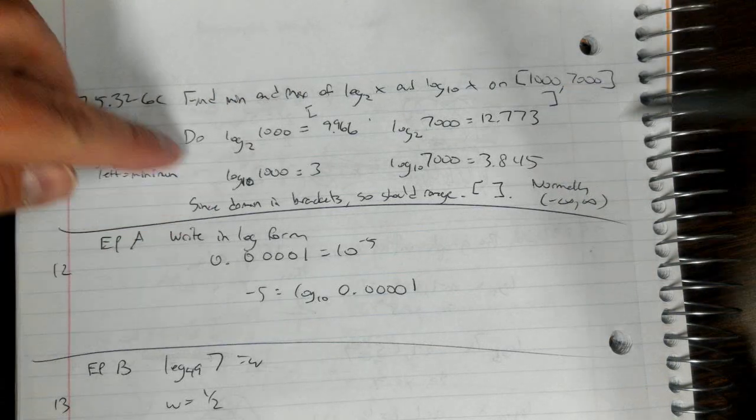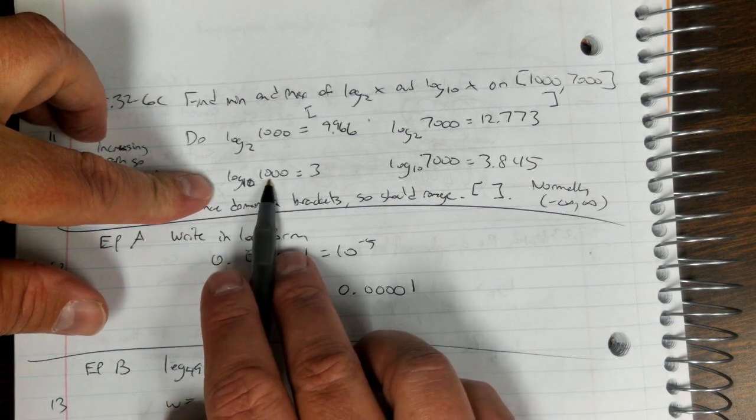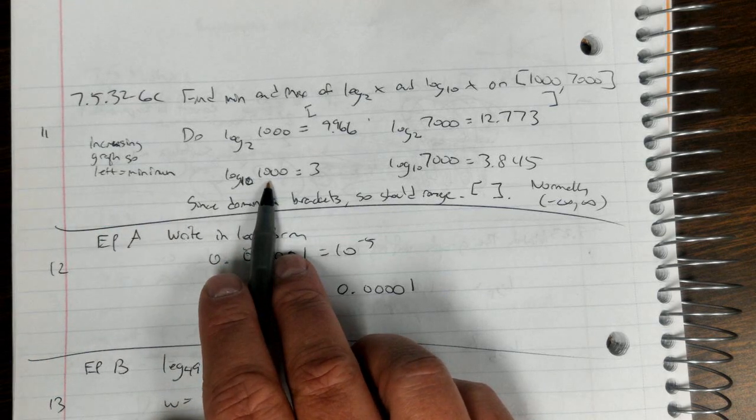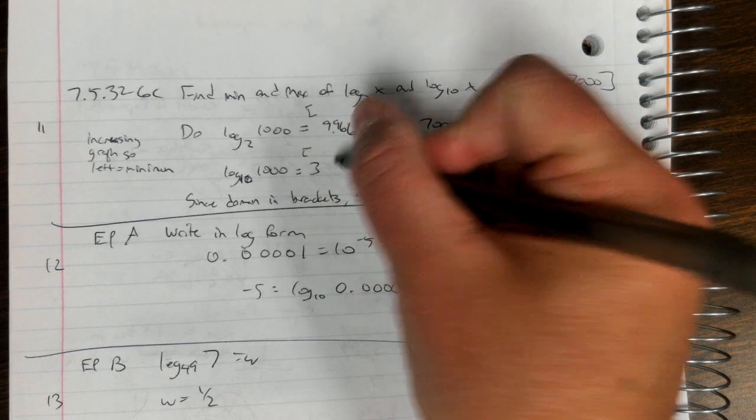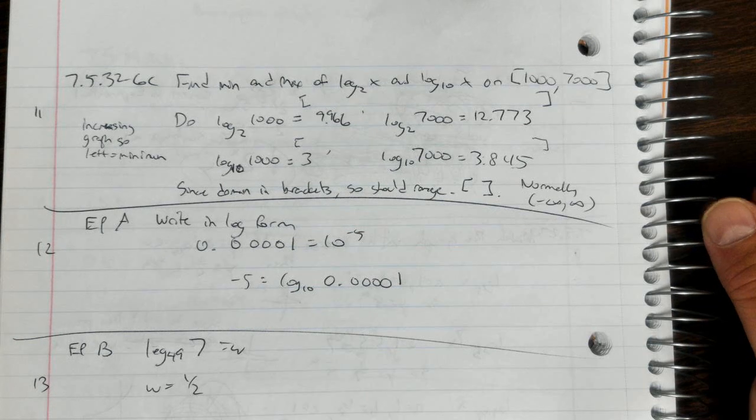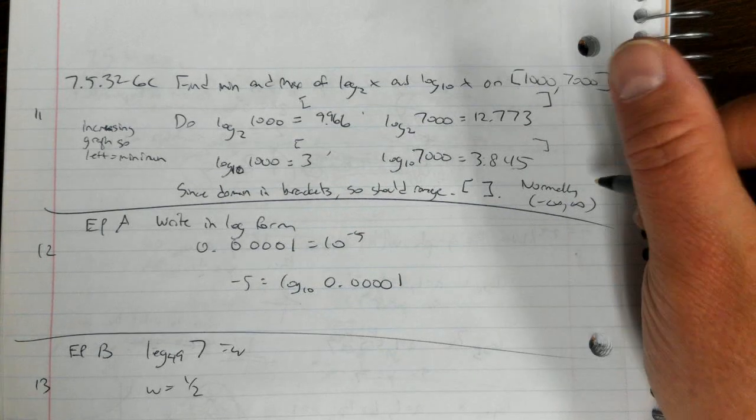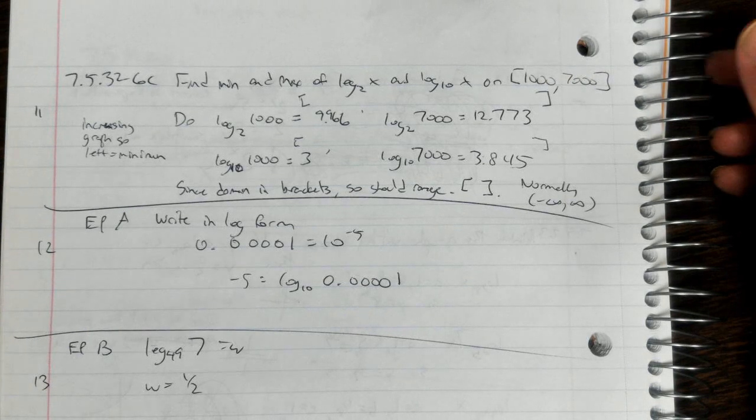And then same thing on this one. On log base 10 of 1,000, well that's 3, because 10 to the 3rd power is 1,000. And so this would be bracket 3, comma, 3.845. So again, normally your range would be negative infinity to infinity, but you were given a specific domain.